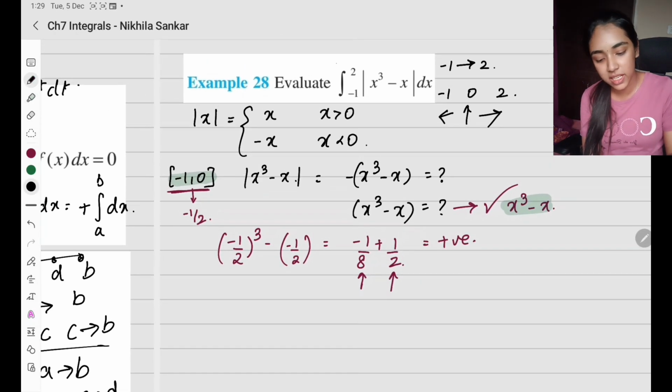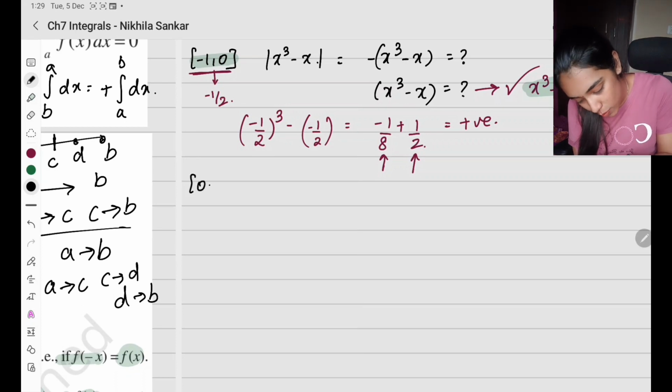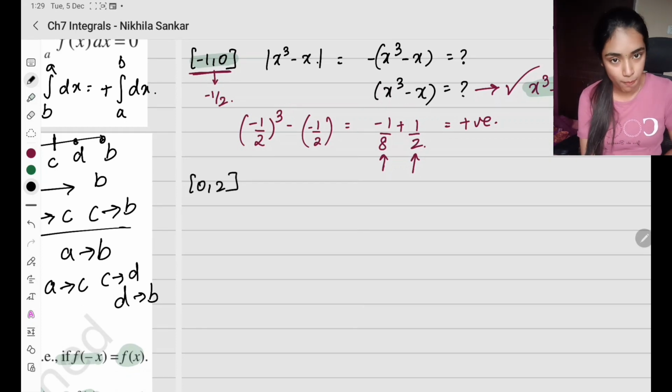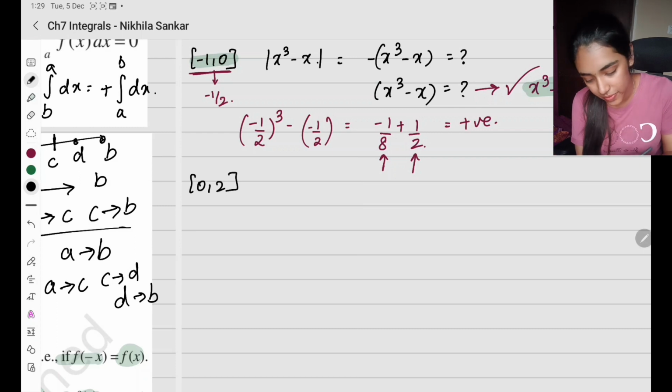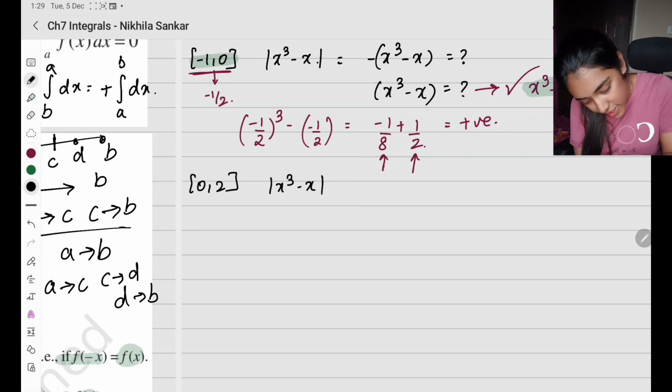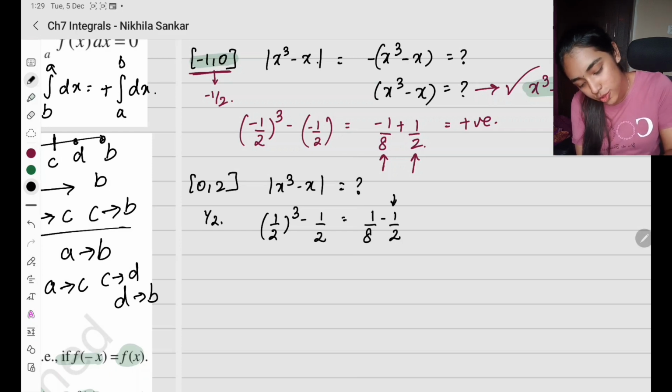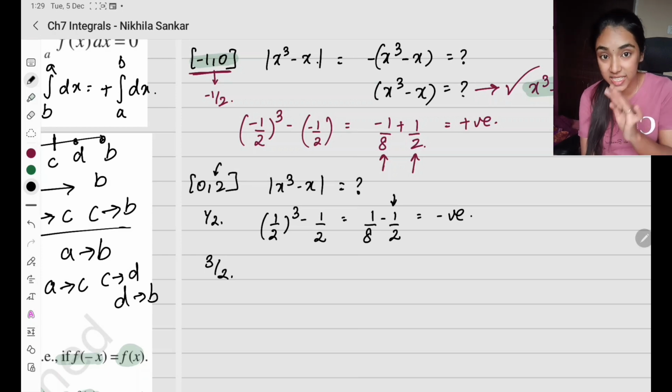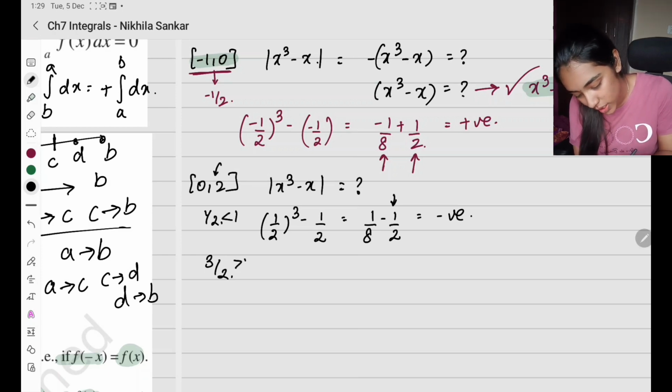Okay. Now what is the second interval? 0 to 2. So let me see what happens when it's between 0 and 2. Okay. So I'm going to take the value half. So if I substitute half into x cube minus x, what does it become? When I substitute the value half, I have half cube minus half, which is going to be 1 by 8 minus 1 by 2. So since this is the bigger function, I'll be getting a negative value. But now suppose I substitute 3 by 2, some value that is closer to 2. Okay, that is greater than 1. So this value is less than 1 and this value is greater than 1.